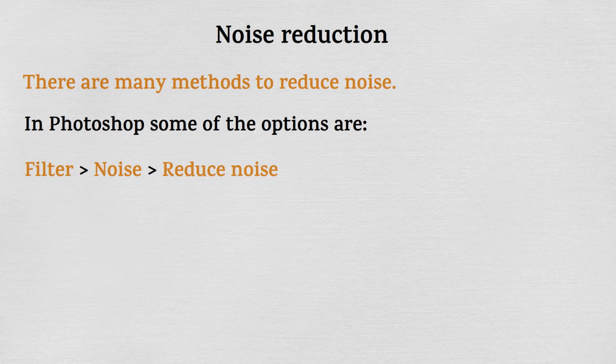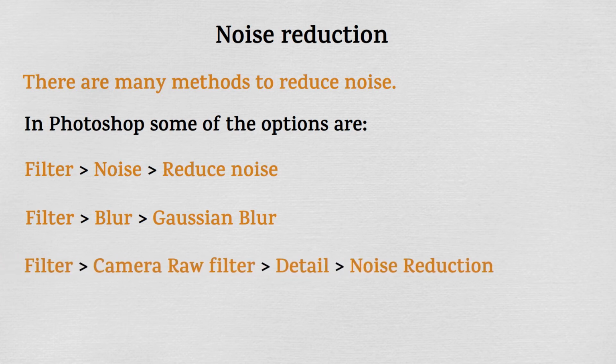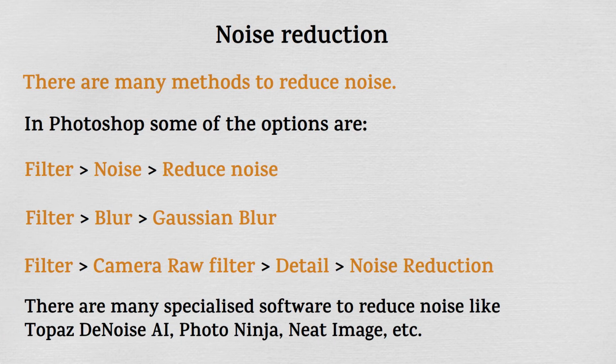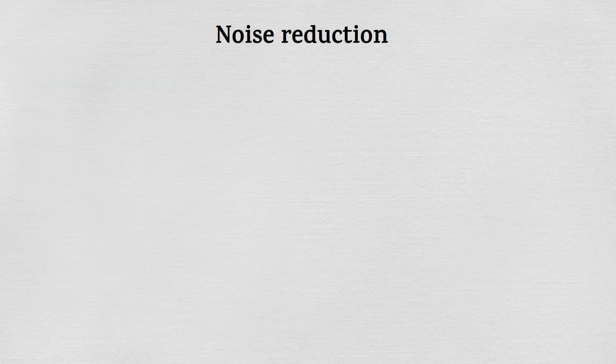In Photoshop, some of the options we use are the Filter option, where under Noise we have a Reduce Noise option. You can use the blur option. We have a Gaussian Blur which will reduce the noise. In Camera Raw filter, you have noise reduction, but there are also many add-on software to reduce noise, like Topaz Denoise, Photo Ninja, Neat Image. These are separate software which you have to buy, and they are dedicated to noise reduction.